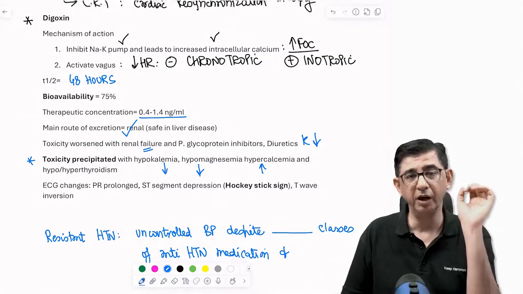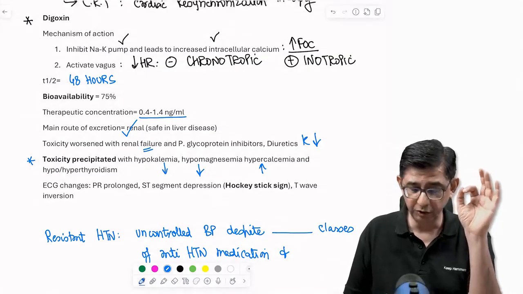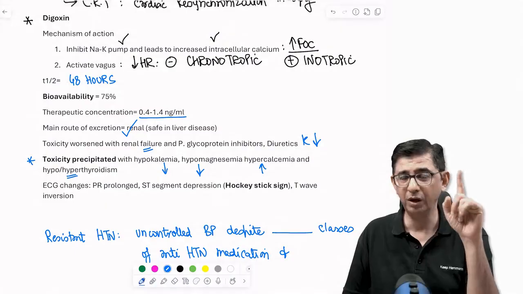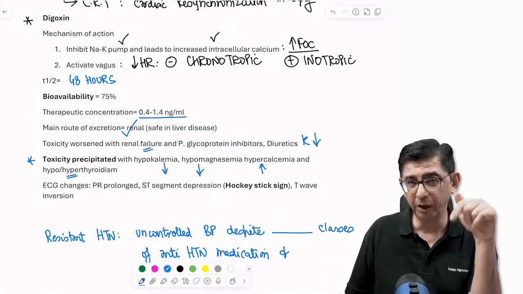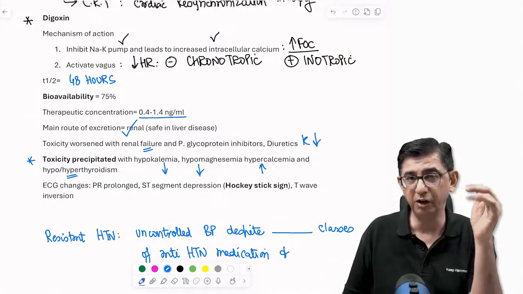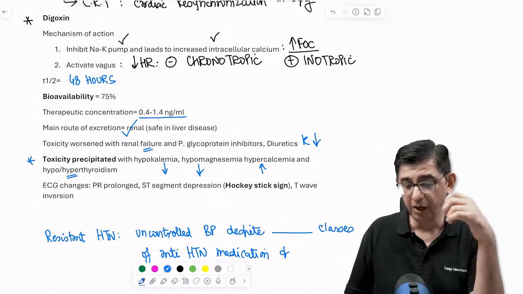Let's do this again. Toxicity can be triggered by, your answer would be variation with respect to thyroid hormone levels, that is one, hypo and hyper both. Second is for electrolytes, hypokalemia, hypomagnesemia are triggers, but for calcium it is hypercalcemia.